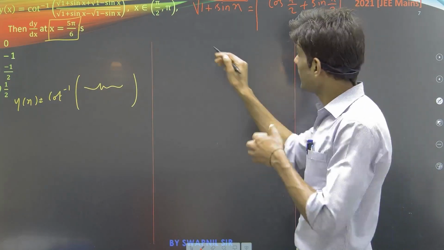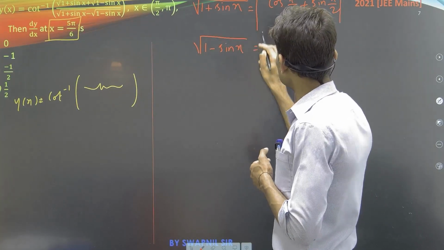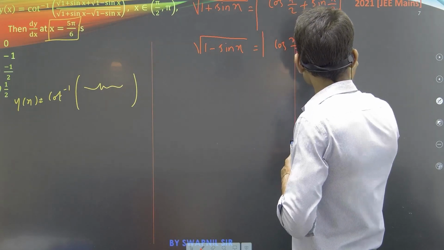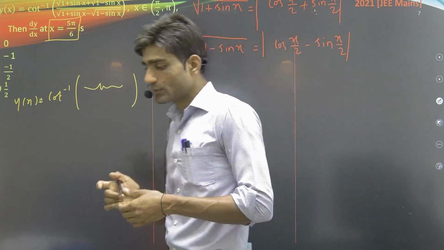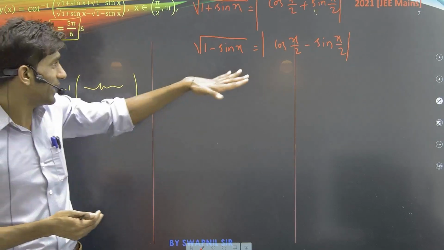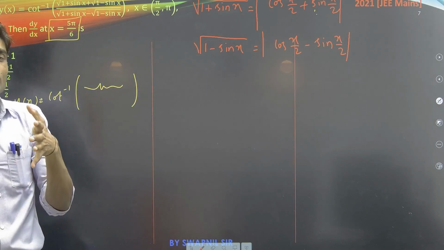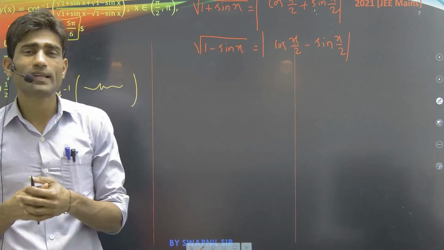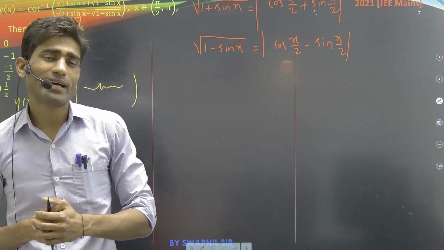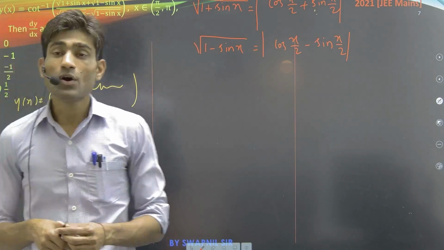Next, square root of 1 minus sin x. Square root of 1 minus sin x can be written as cos of x by 2 minus sin of x by 2. We write the square root of 1 minus sin x as cos x by 2 minus sin x by 2. The only difference is the positive and negative sign. When we get a negative term under the square root, take the term as negative, and when we have a positive term under the square root, take its value as positive here.